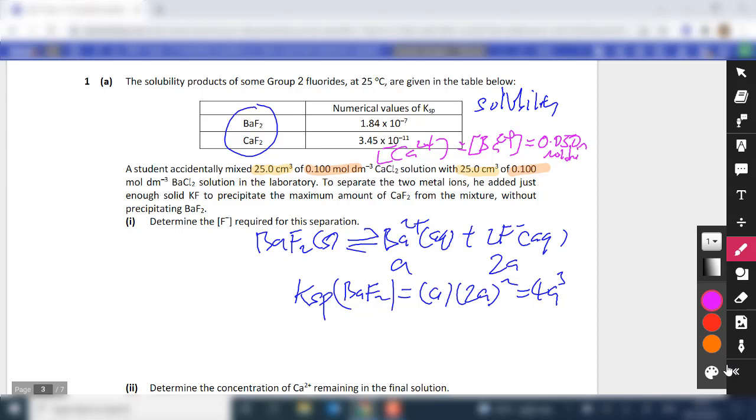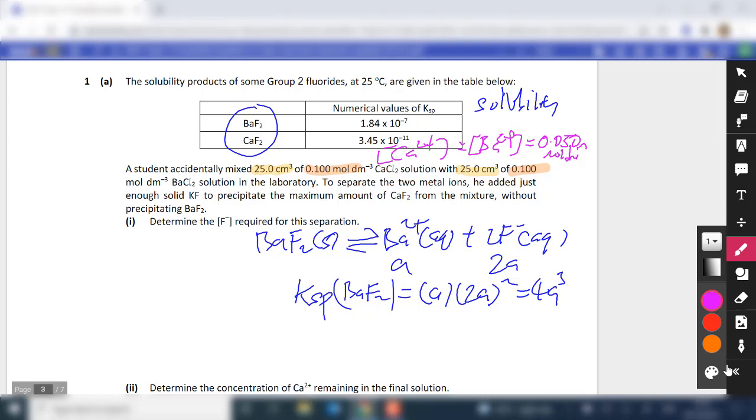Then to separate the two metal ions, he added just enough solid potassium fluoride to precipitate the maximum amount of calcium fluoride from the mixture without precipitating out barium fluoride. So I hope now you know the logic. Calcium fluoride is the more insoluble salt. Barium fluoride is the more soluble one. So I need to add my fluoride to the point where a little bit of barium fluoride is just about to precipitate out. So in this case, we have to equate the concentration of Ba2+ in the solution together with the fluoride to the Ksp.